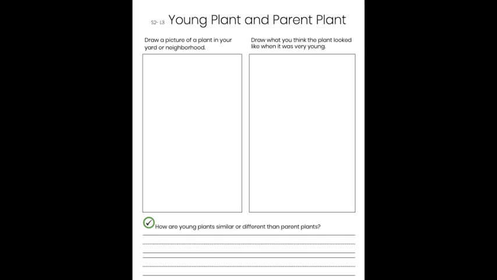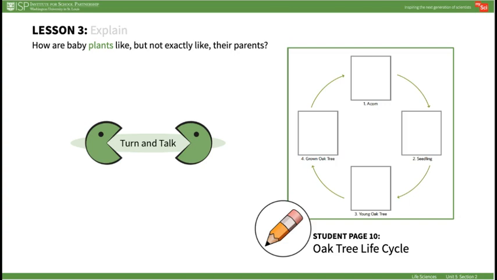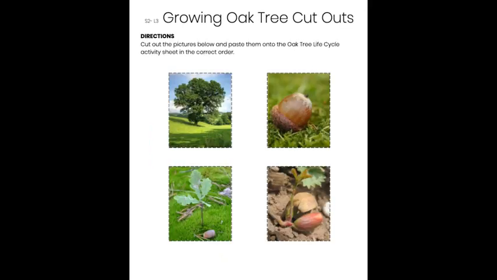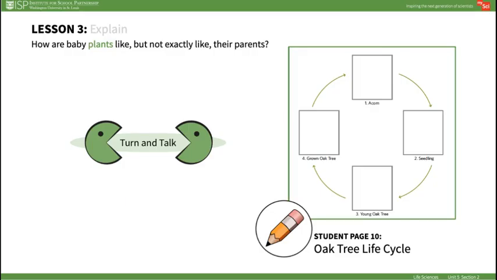In the Explain, tell students that just like animals grow, plants grow too. Some plants grow from seeds. Provide students a copy of Growing Oak Tree, Student Journal Page 10, and the cutouts for Growing Oak Tree on Teacher Page 5. Using the example of the oak tree in the book, Our Very Own Tree, guide students as they cut and paste the stages of the oak tree and place them in the correct order in the cycle. The correct order is seed, seedling, young plant, and adult plant.